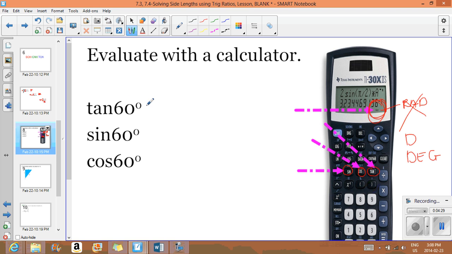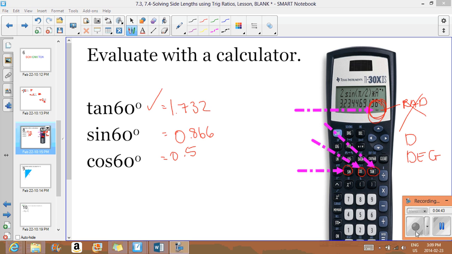I want you to see if you can actually solve for this. You're going to push tan and then the numbers 60 and then enter. Some calculators might be backwards. You might have to push 60 and then tan, and then it will give you a number. See what you get with that. These are the values that you should have got when you typed in tan 60, sine 60, and cos 60. Hopefully you can check that.